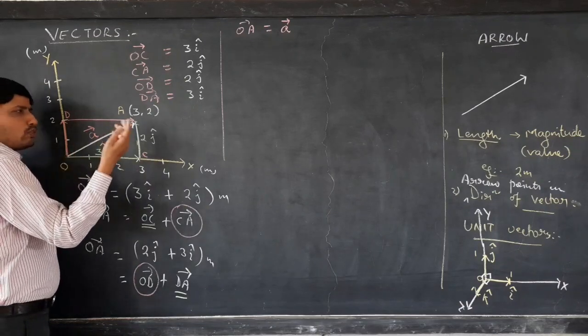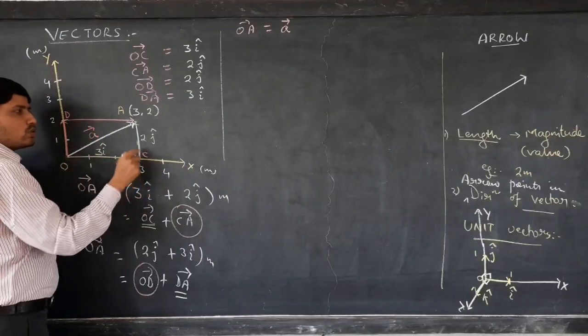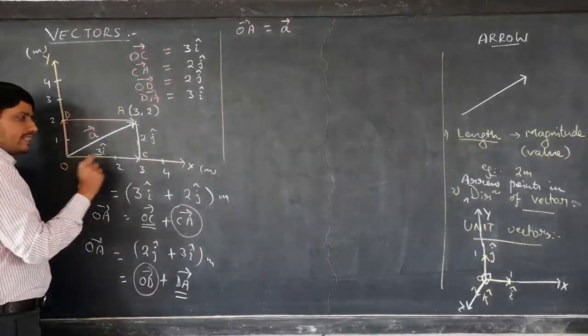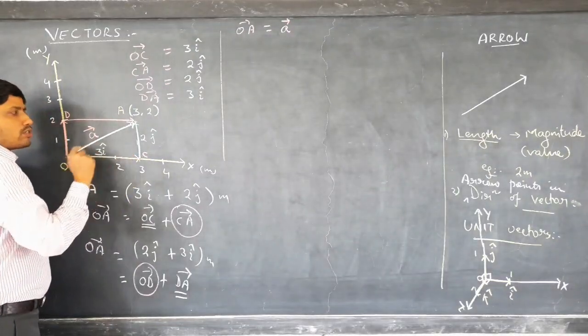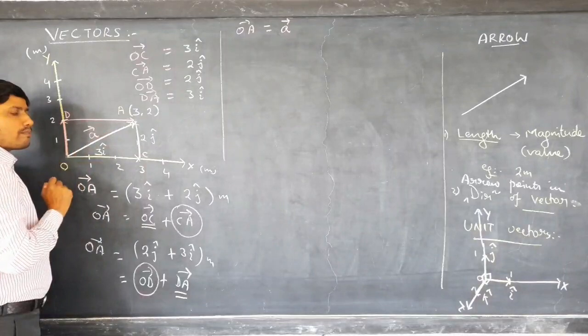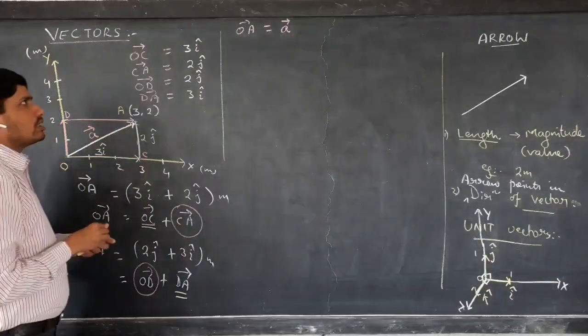So to reach, for example, if you consider displacement vector, to reach this point we are moving 3 units along x-axis and 2 units along y-axis. These 3 units we say is the x component of the resultant vector. Likewise, this 2 unit is the y component of the resultant vector.